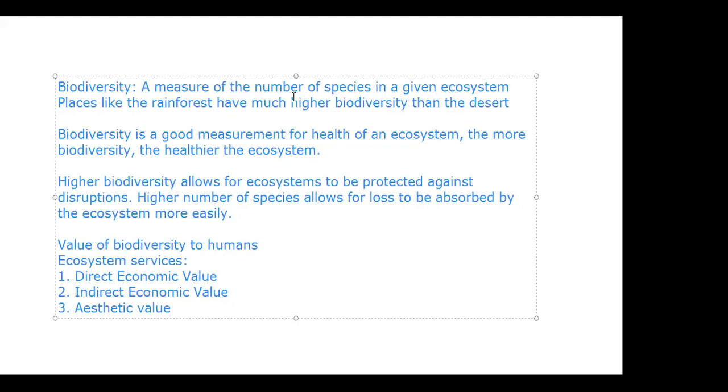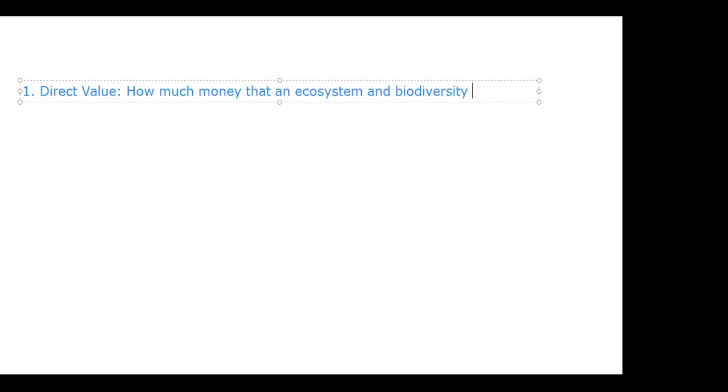Okay. So let's talk about these as direct, indirect, and then that aesthetic kind of spiritual value. Okay, so number one, the direct value. Okay, so when biodiversity is higher and these ecosystem services, this is how much money that an ecosystem and biodiversity can give humans. Okay, there's a couple different ways you can look at this.